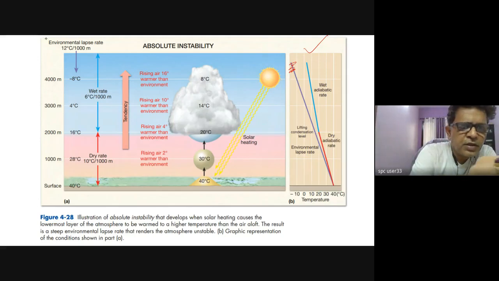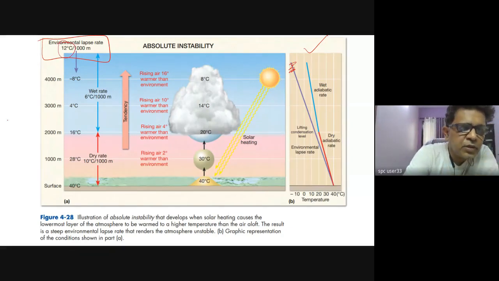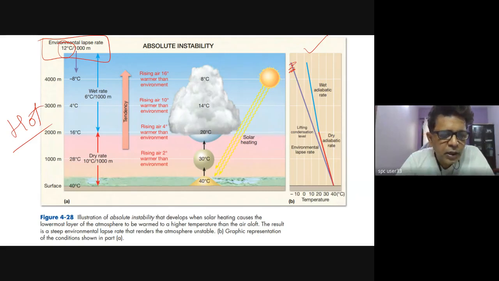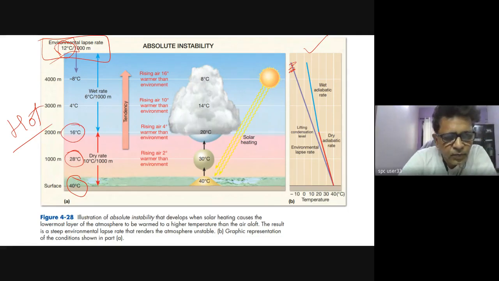Now, what does that mean that it is continuously left side? The first thing you have to look here is this. What is the environmental lapse rate? The environmental lapse rate is 12 degrees. That means this is going to be a very hot day. Okay. And what is happening here is that from 40, it is falling down to 28. So you'll see that this is 12 degrees from 28 to 16. Let us first look at these, because we have to look at this red part first.